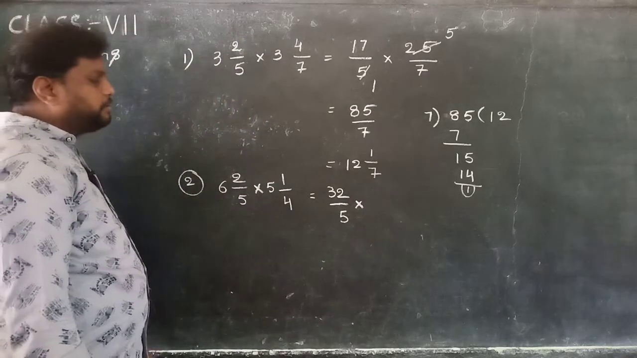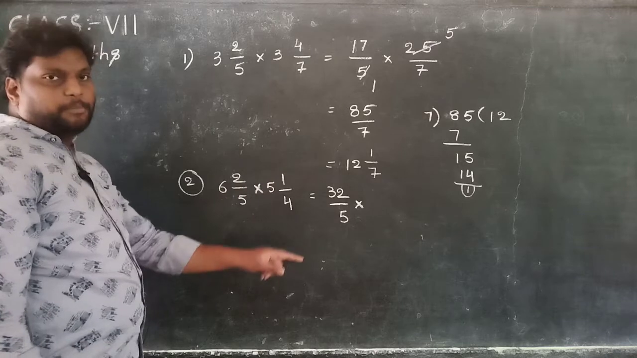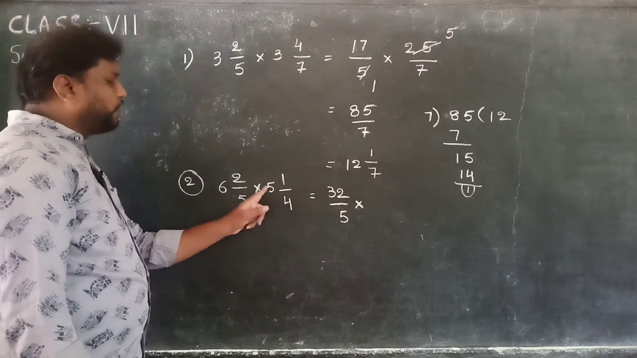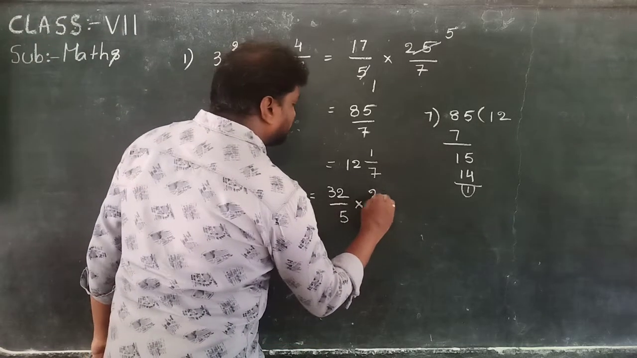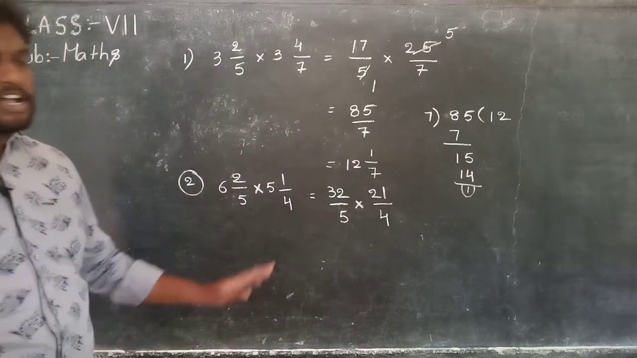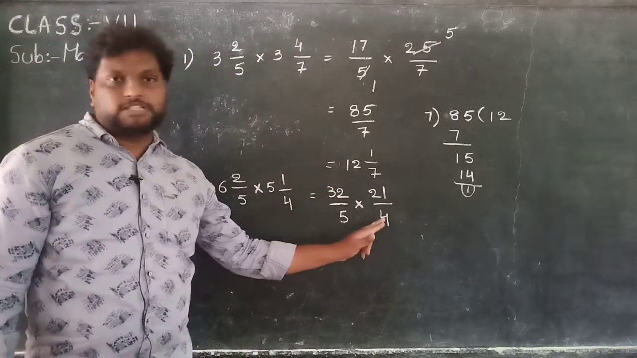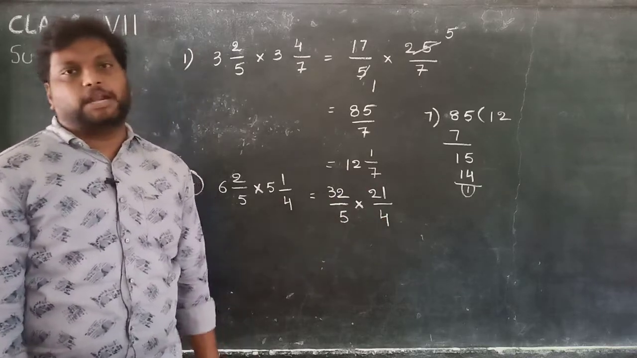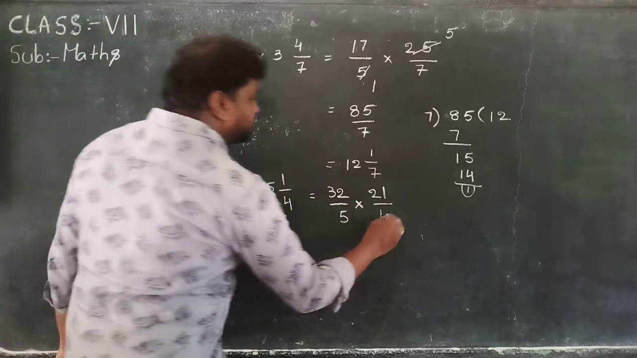5 1 by 4 is nothing but an improper fraction. Converting into improper fraction, we get 4 5s are 20, plus 1, 21 by 4. Now again we check whether cancellation is possible. 32 and 4 is possible, but 21 and 5 is not possible. That's why 4 ones are 4.